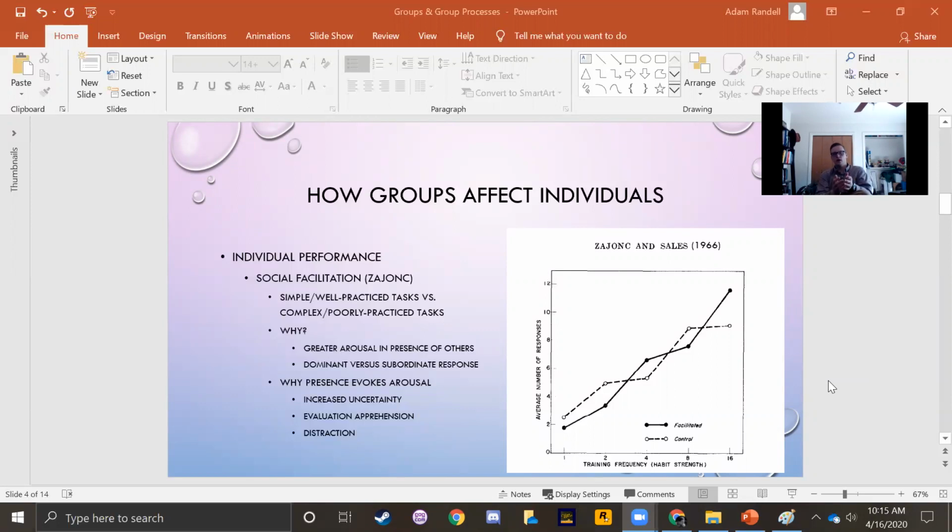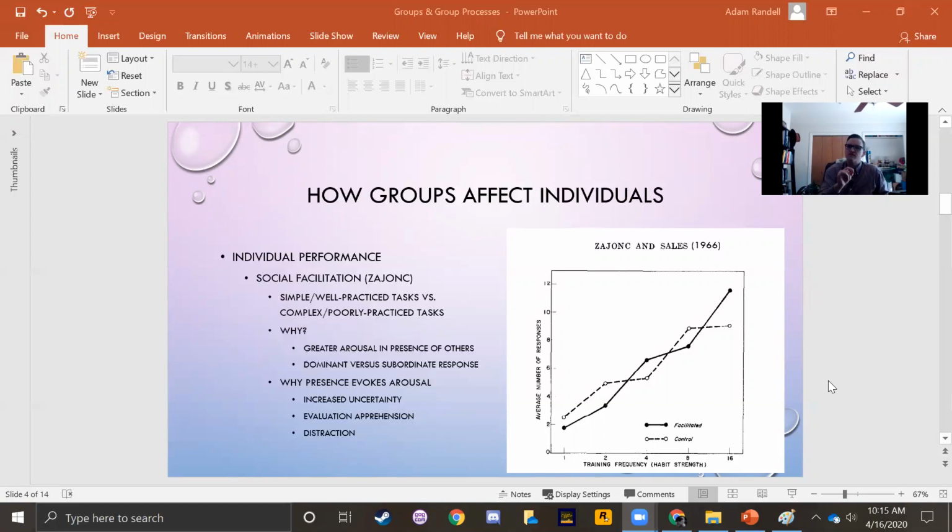Zajonc is the guy who did a lot of the work in social facilitation, and most of this work is largely classic. So as you can see, the figure there on the right is from a study of Zajonc's that he published in the 60s. And so what we see here are the averaged results from a study in which he tried to train participants how to pronounce these foreign words. I forget the exact language, but it was a series of words in a foreign language.